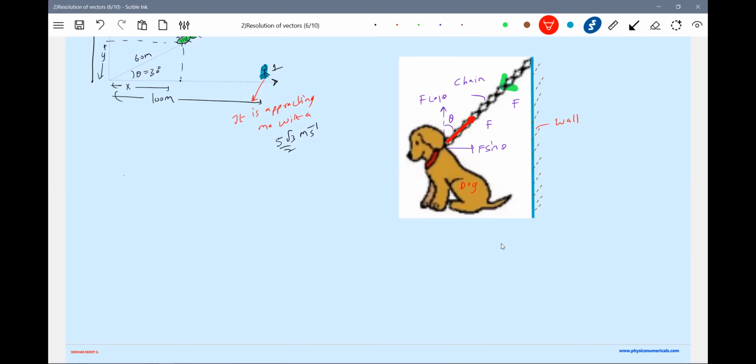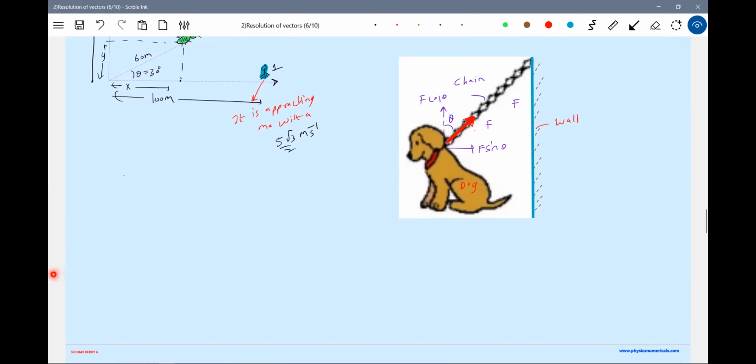We'll keep this as F, it'll be easy for you. So what is F cos theta? The force exerted by the chain on the dog vertically up. What is F sin theta? The force exerted by the chain on the dog horizontally.